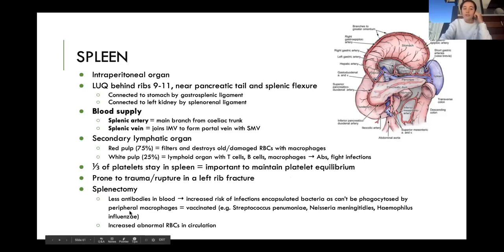And then if you get your spleen removed, it can be an issue with infections because you lack these immune cells, so you have an increased risk of encapsulated bacteria because you don't have antibodies from B cells, so you need to be vaccinated.